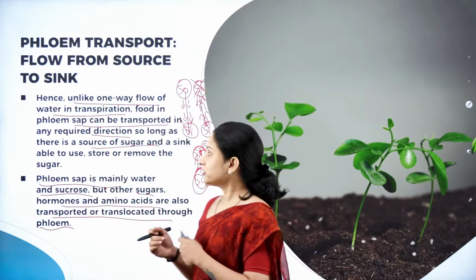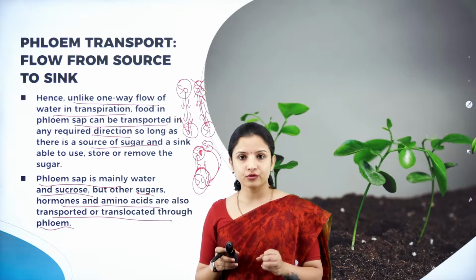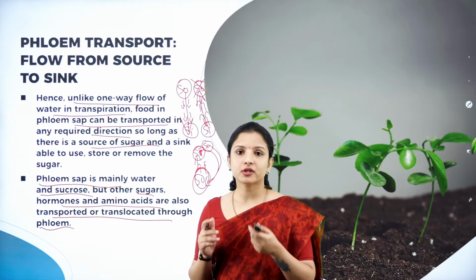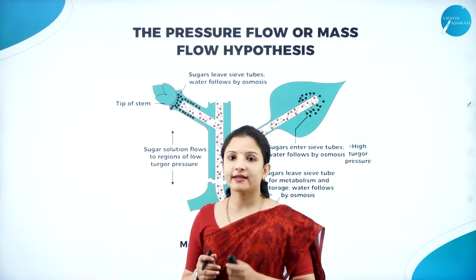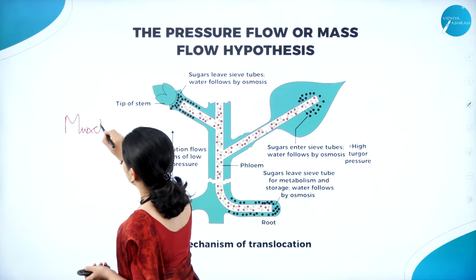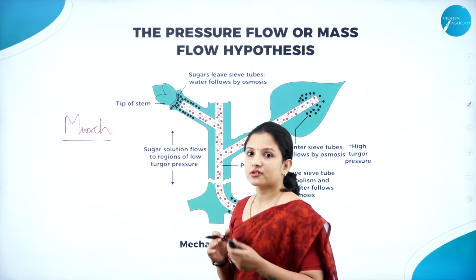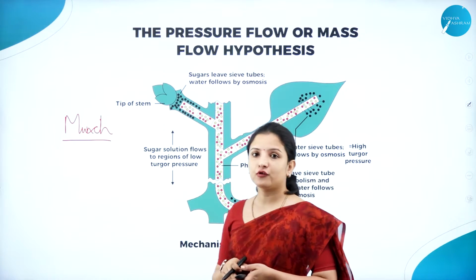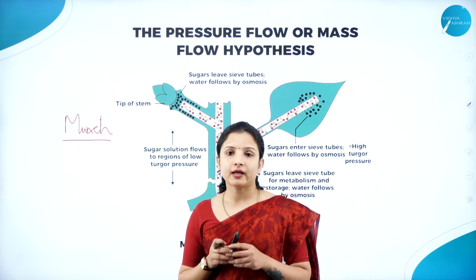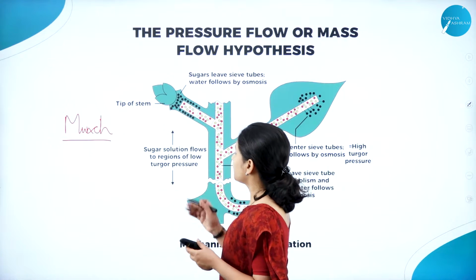So next, in order to explain the movement of food particles or sucrose from the source to the sink, one important hypothesis was proposed by a scientist called Munch. M-U-N-C-H, Munch. So this scientist Munch proposed a hypothesis or theory called the pressure flow theory, or it is also called the mass flow theory. So we shall look into what happens in this particular theory. It was proposed by Munch.